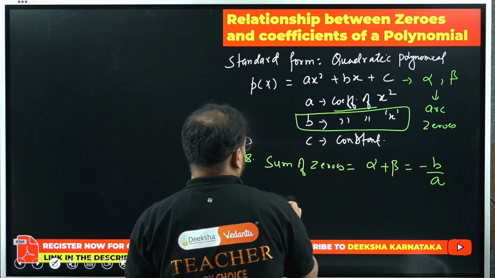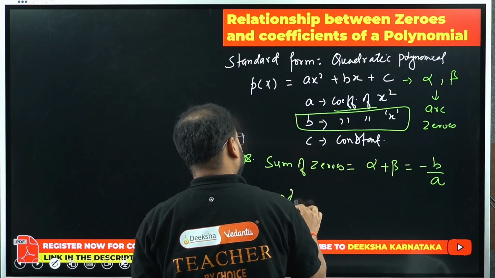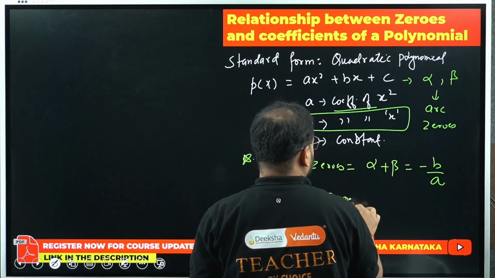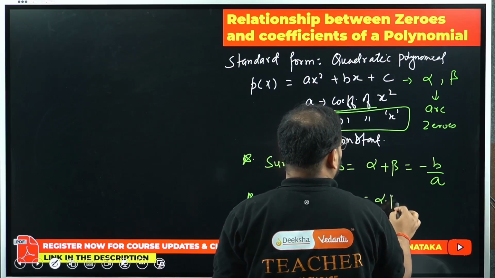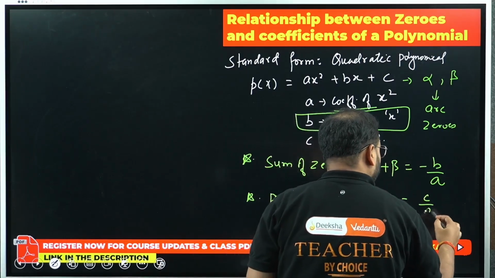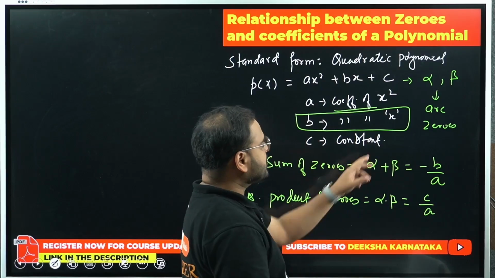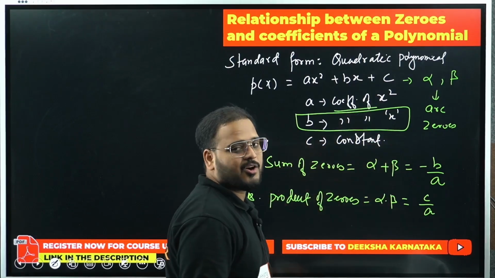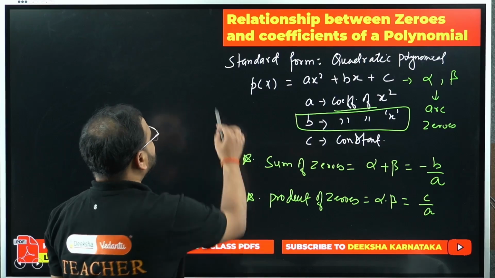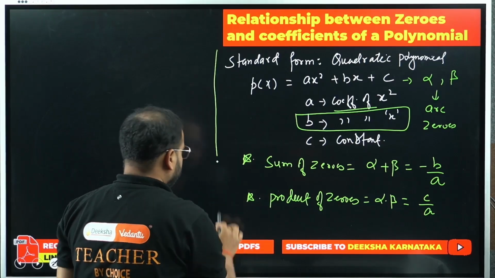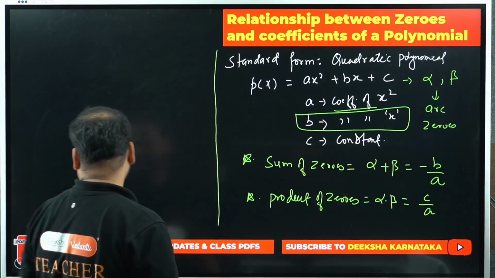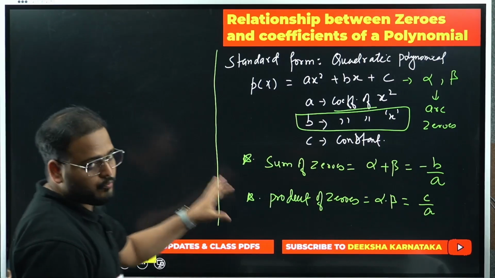Product of zeros. How much is that? Alpha times beta. This is going to be what? C by a. What is c? C is the constant term, and a is the coefficient of x square, the quadratic term. So this much is clear. We're going to use these relations only to solve all the questions, so be careful with that. It is very important to know both the conditions.